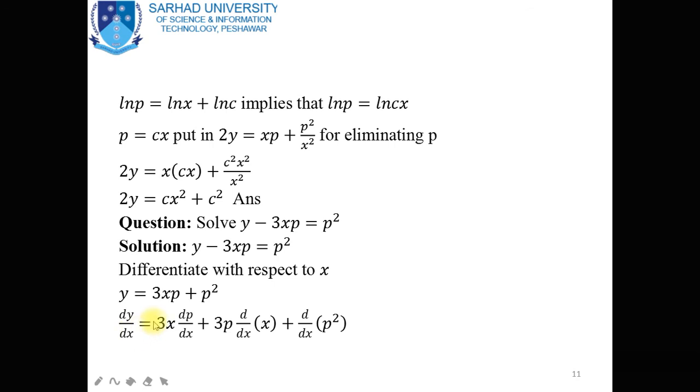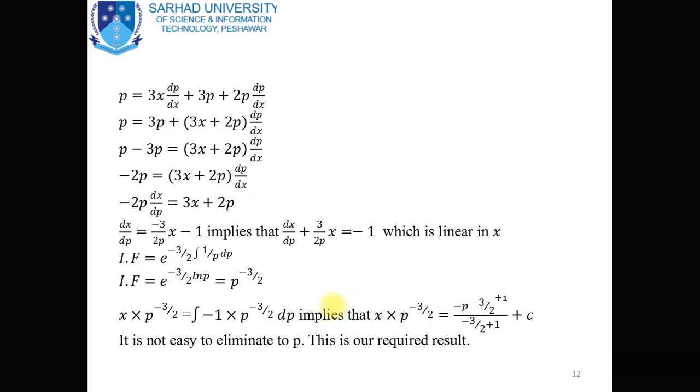For this purpose, we differentiate the equation with respect to x. So dy by dx is equal to, by the product rule, x into dp by dx plus 3p into dx by dx plus the derivative of p square with respect to x. Here we can use the chain rule. So we obtain p is equal to 3x into dp by dx plus 3p plus 2p into dp by dx, which is the derivative of p square with respect to x. Now p is equal to 3p plus, taking dp by dx common from these two terms, dp by dx into 3x plus 2p.